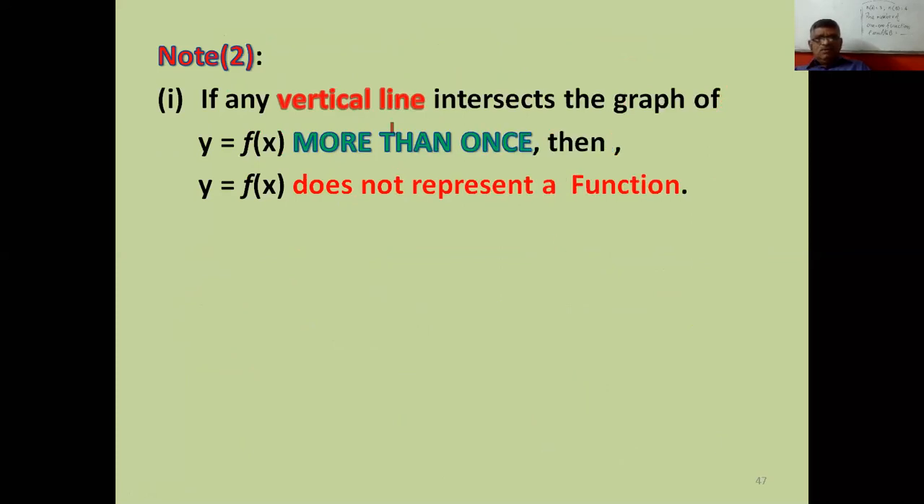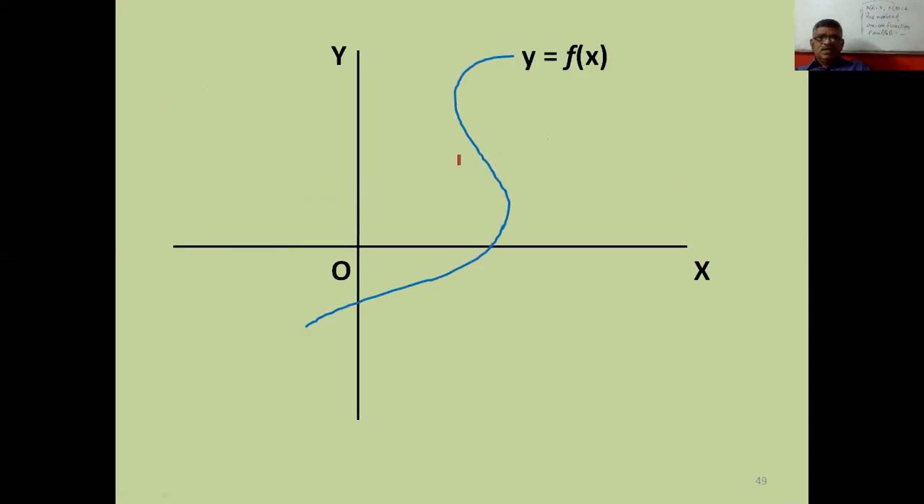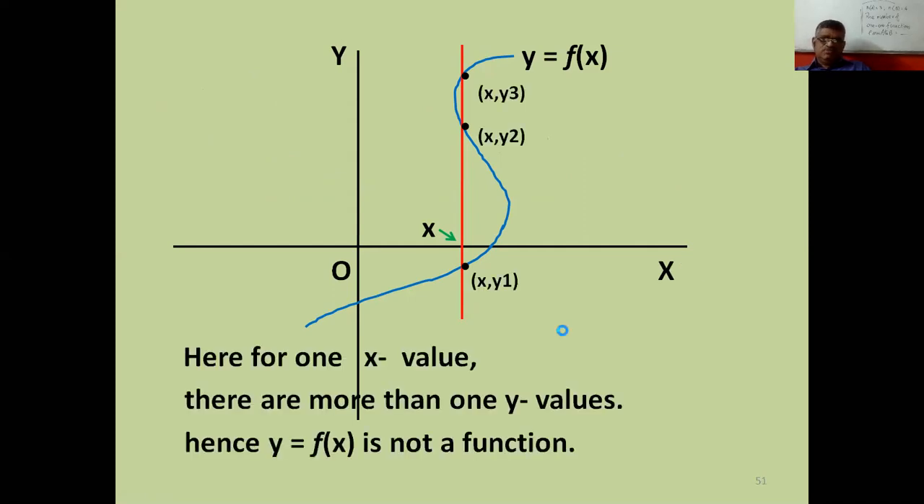Well, these were asked in board questions also. Suppose a vertical line intersects the graph of f(x) more than once, then it does not represent a function. They can give 4 graphs and you have to identify which of them intersect a vertical line more than once. It cannot be a function because for one particular x, you would have several f(x) values. For one x, we cannot have several f(x) values. It's not a function. If any vertical line intersects a curve more than once, it cannot represent a function.